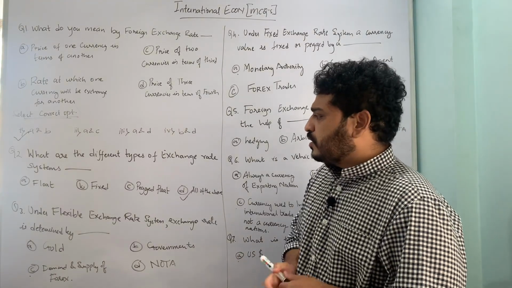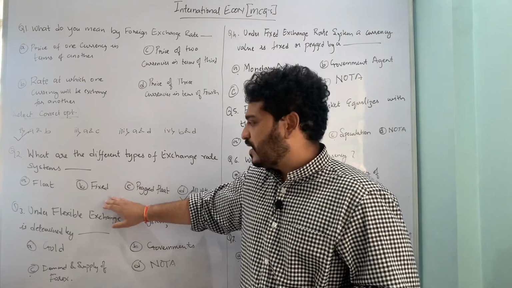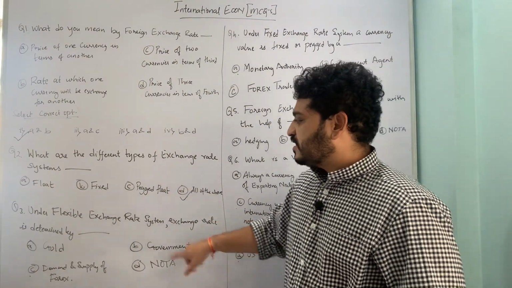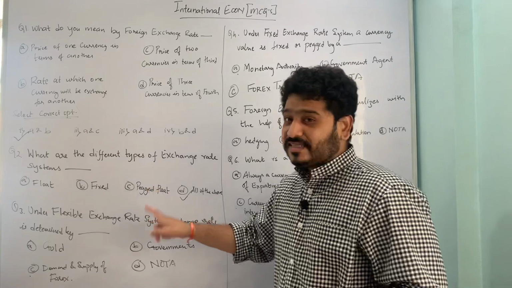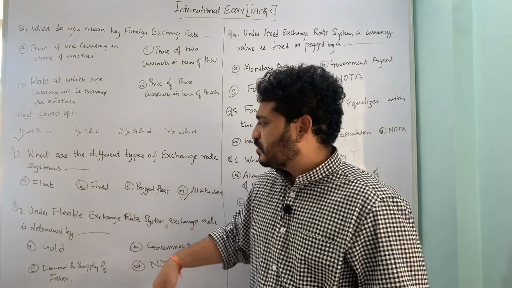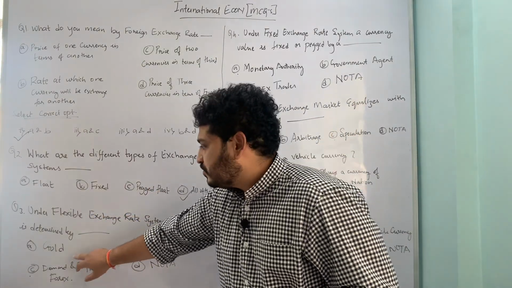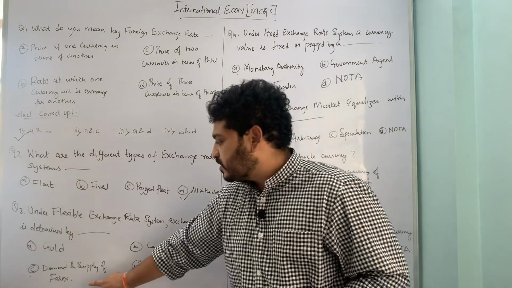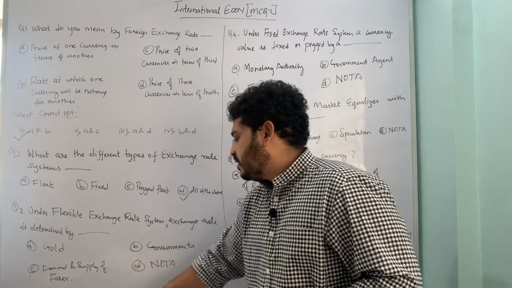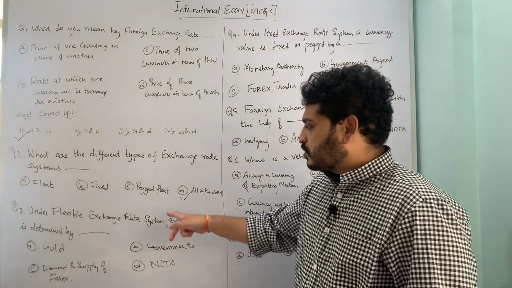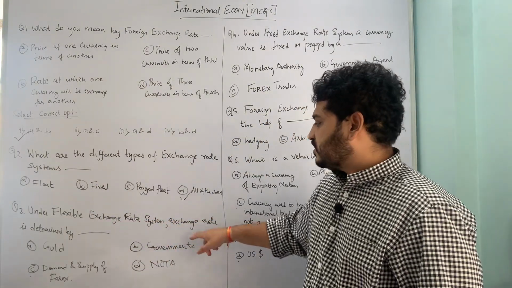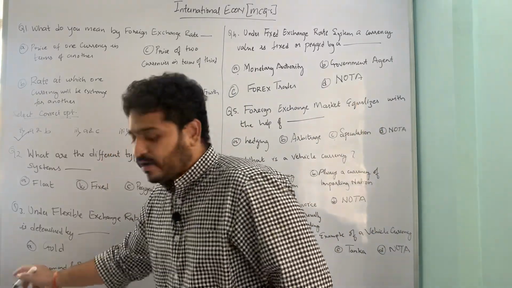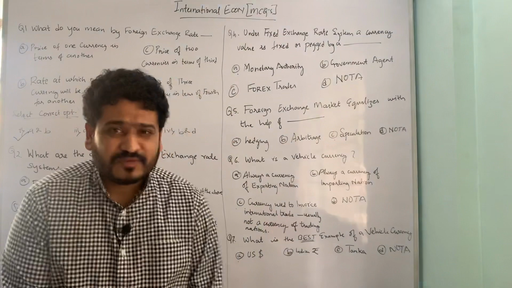Let us now move to the third MCQ. Under the flexible exchange rate system, exchange rate is determined by what? Please make sure that you read it properly. The first option is gold, the second option is governments, the third option is demand and supply of foreign exchange, and the fourth option is none of the above. So here in flexible exchange rate system, exchange rate is determined by the demand and supply of foreign exchange. Let us move on. I hope that is pretty much clear.